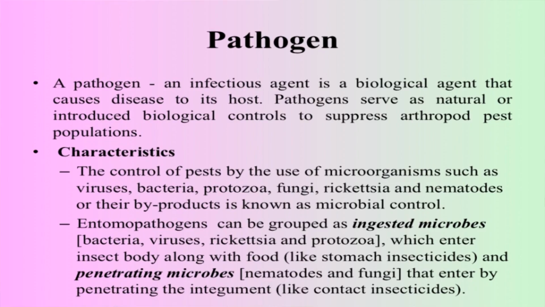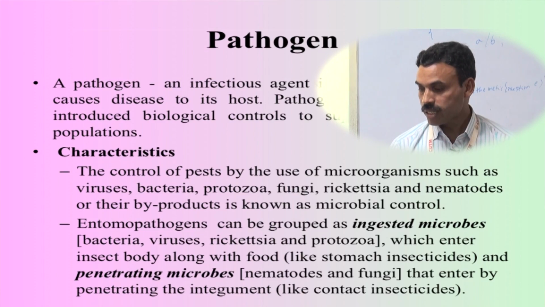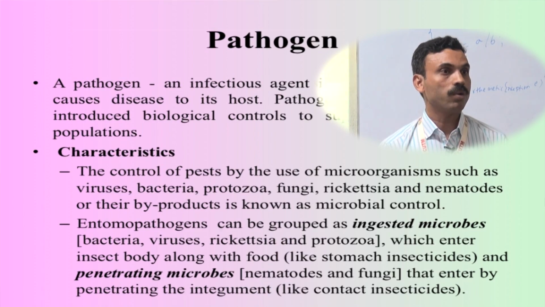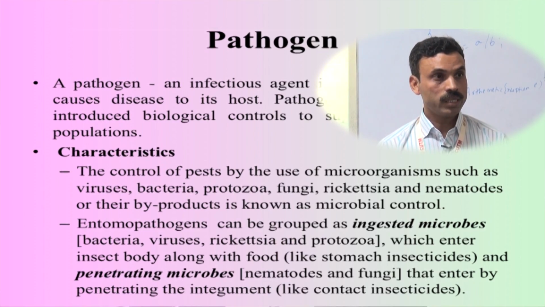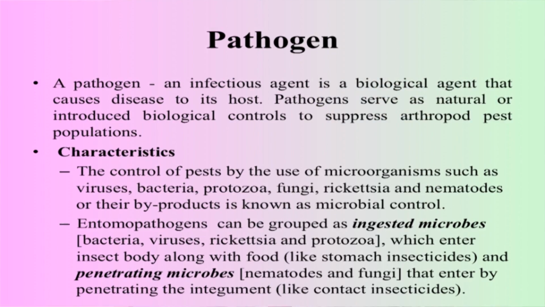The third category of biological control agent is the pathogen. These pathogens are microbial in nature, and they include viruses, bacteria, nematodes, fungi, or even rickettsia. There are two types of pathogen. One is the pathogen that the insect feeds on, which acts as an ingested microbe. When the pathogen enters the digestive system of the insect, it starts its function. So this is known as the ingested microbe.